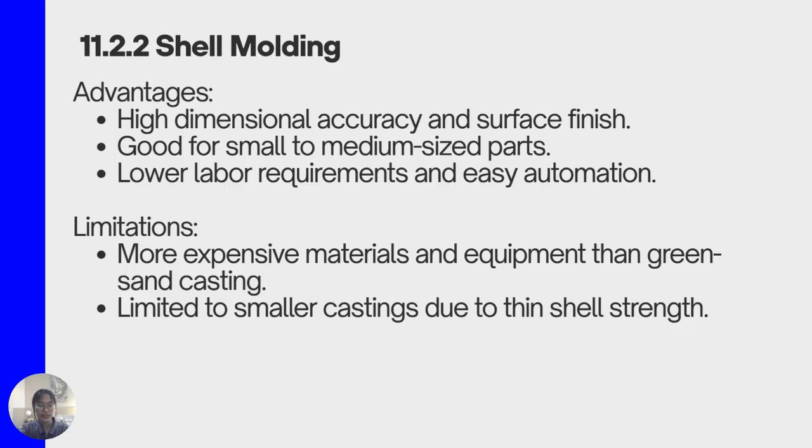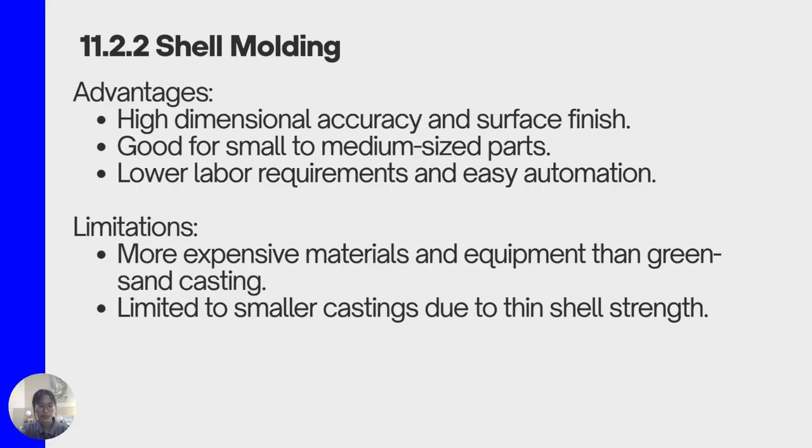Shell molding is a casting process that uses a thin shell of resin-coated sand to create the mold. The process starts with a heated metal pattern that's coated with the resin sand mixture. The heat cures a thin layer, forming a hard shell mold about 5 to 10 millimeters thick. The shell's halves are removed, baked for strength, and clamped together for pouring.